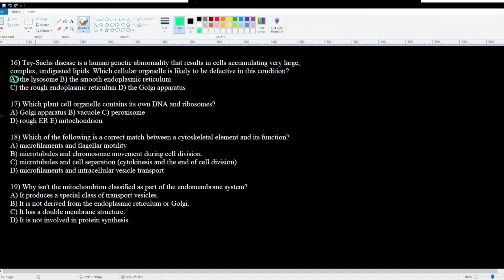So now about 17. Which plant cell organelle contains its own DNA and ribosomes?